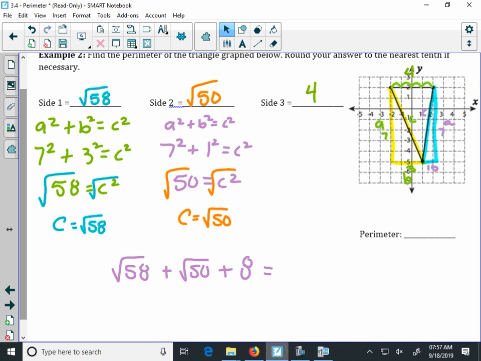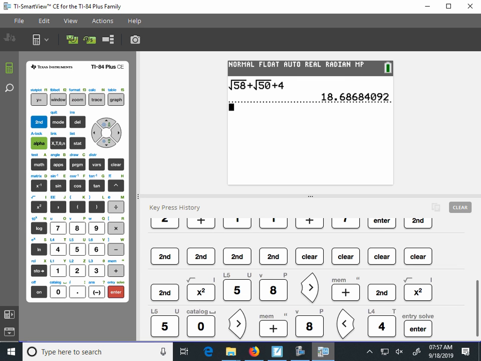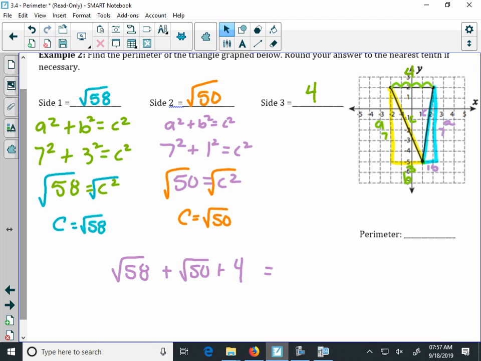And then the directions say to round to the nearest tenth. Again, how many decimal places is that? 1. So I go to the 1, go next door. What does that 8 do to the 6? It bumps it up to a 7. So the perimeter is 18.7.